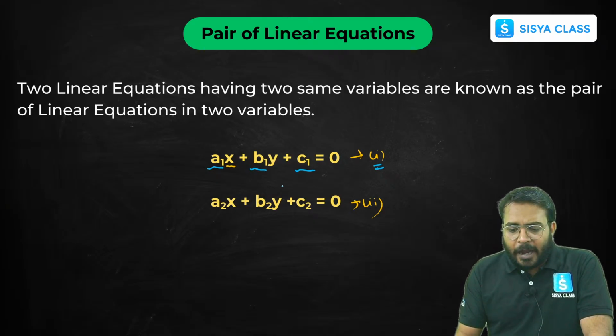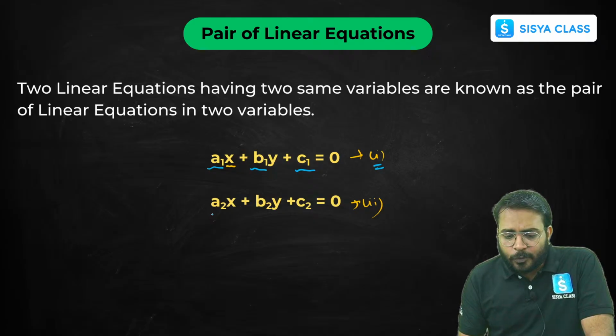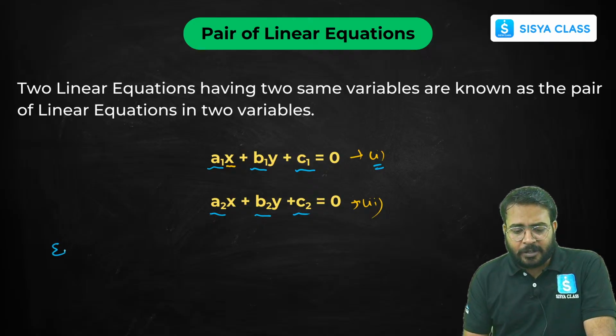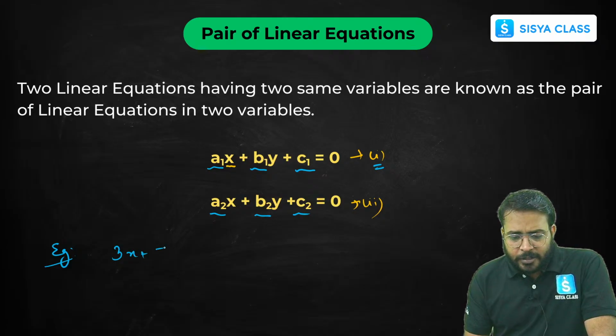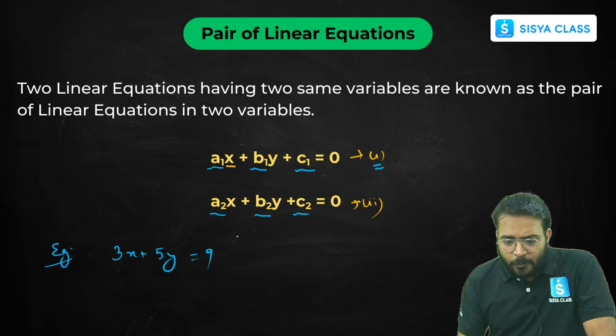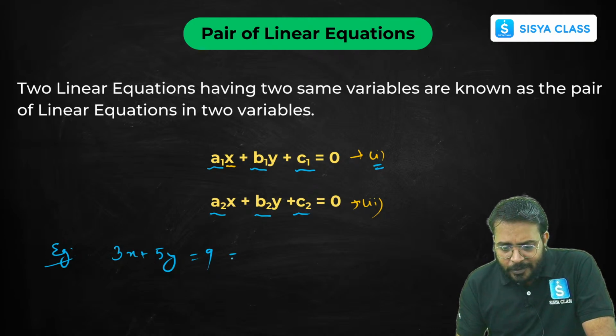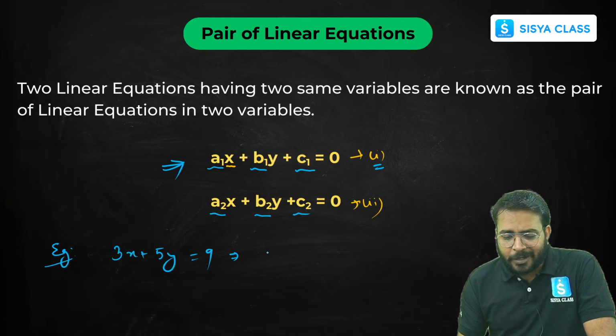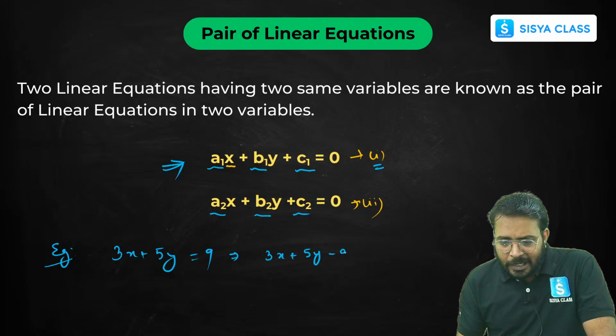All right. And for the second equation, the coefficient of x is going to be a2, the coefficient of y is going to be b2, and the constant term is going to be c2. For example, suppose I have a linear equation 3x plus 5y is equal to 9. Here, if I represent this in our general standard form, it can be written as 3x plus 5y minus 9 is equal to 0.